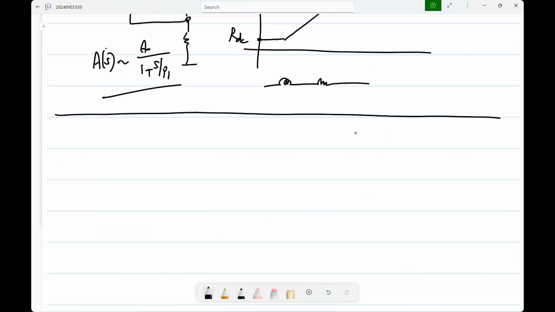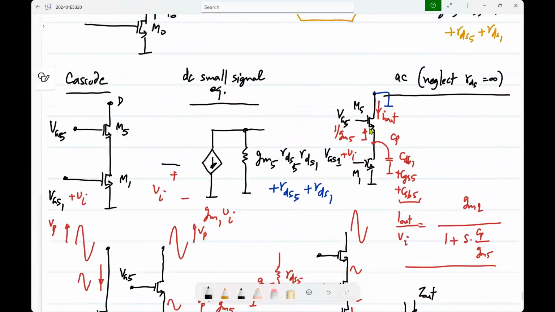And in fact, even for that, you have to make sure that this VG5 is such that this is biased exactly at VDSAT 1. Then you will be able to have VDSAT 5 plus VDSAT 1.